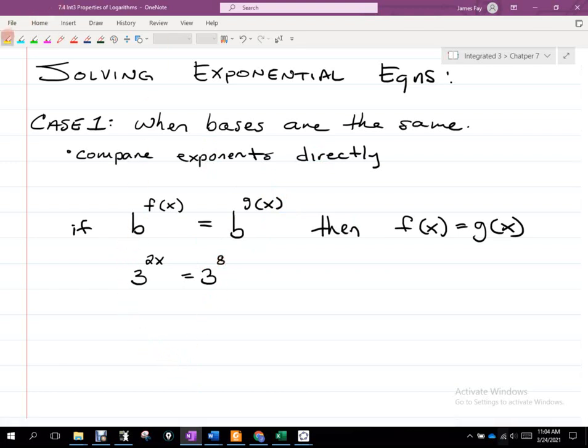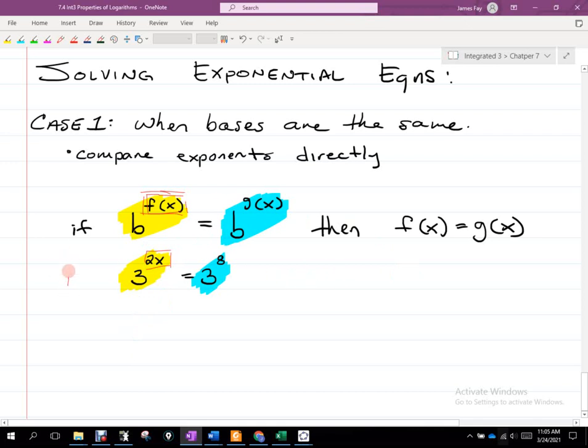Okay, so I'm just going to color code these. Can you see that right there is that specific 3 to the 2x? This right here is this specific 3 to the 8. So in our specific example, what would f of x be? If we look at this yellow stuff, what would f of x be? f of x is just this exponent right here, right? So isn't this exponent just the f of x?